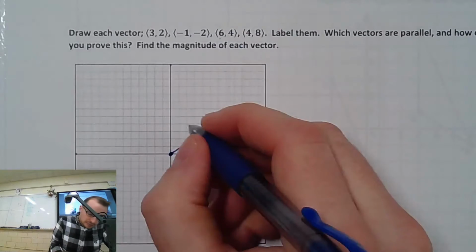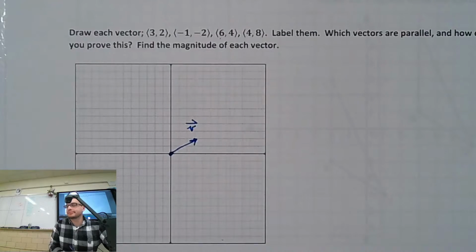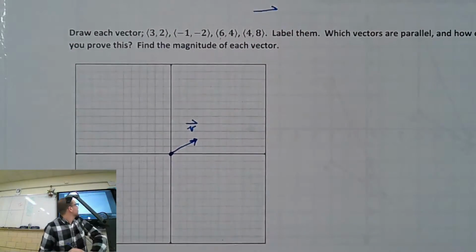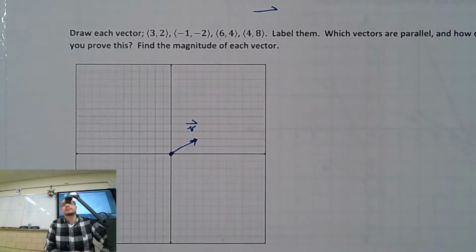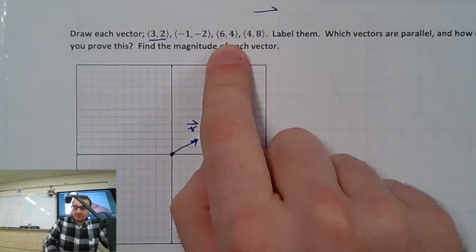We're supposed to call it something, so I'm going to call it vector v. Just because. Why not? You can call it whatever you want. The vector symbol is just an arrowhead, but with only half the arrow. That's the vector symbol, okay? So that's 3, 2. Now, 6, 4. Let's skip to this one.